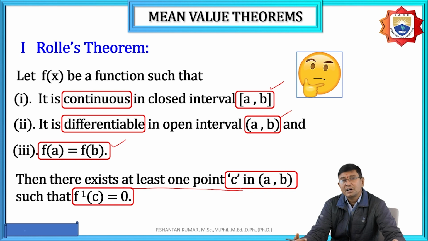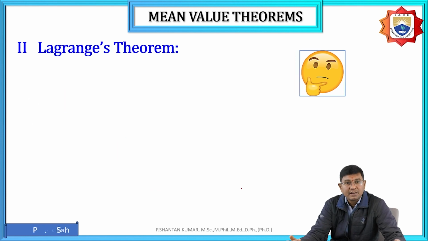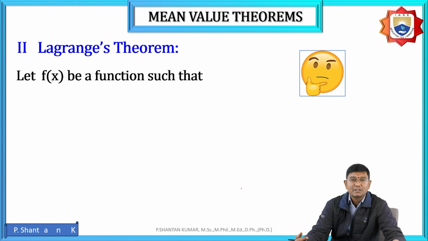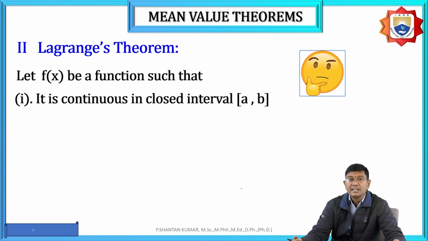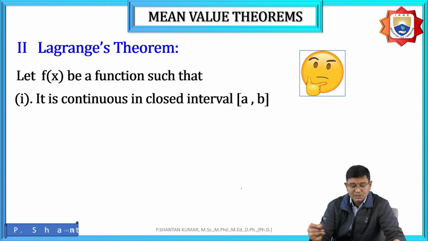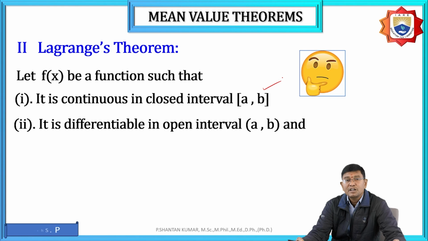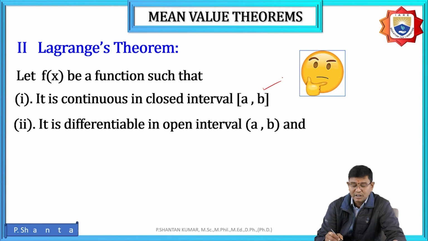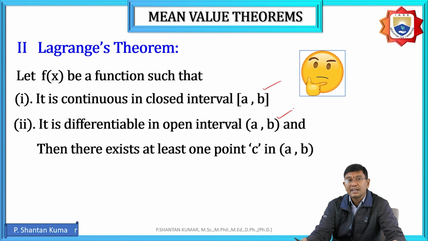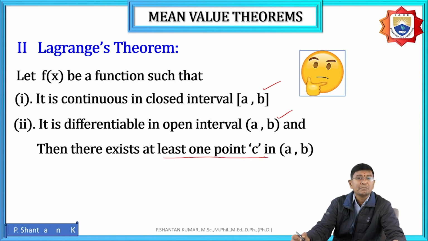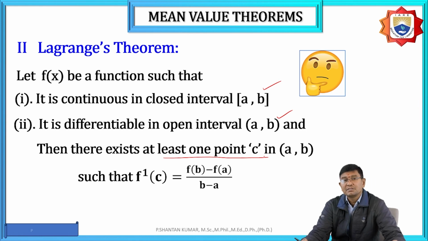And the second one is Lagrange's theorem. Lagrange's theorem: let f of x be a function such that it is continuous in the closed interval a comma b, and second, it is differentiable in the open interval a comma b. Then there exists at least one point c in a comma b such that f dash of c is equal to f of b minus f of a by b minus a. These are the 2 conditions required to be satisfied under Lagrange's mean value theorem.